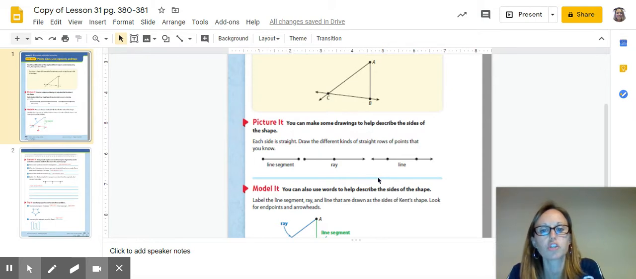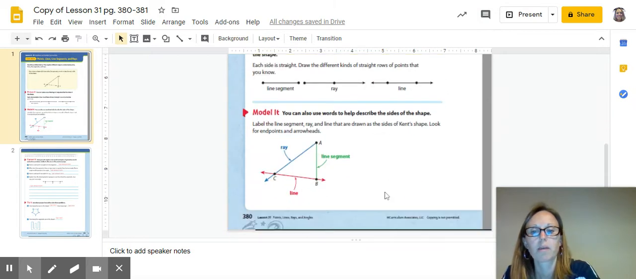So the problem says, make some drawings to help describe the sides of this shape. Each side is straight. Draw the different kinds of straight rows of points that you know. So you have a line segment, which has 2 ends. Then you have a ray with an endpoint, and it goes on in one direction. And then you have a line. It has points, and they go on in both directions. Then in the model, they labeled it for you just like we did up there. They have line segment AB, line CB or line BC, and then ray AC.